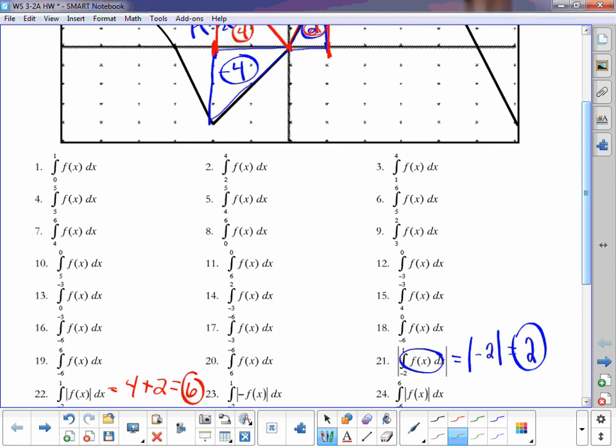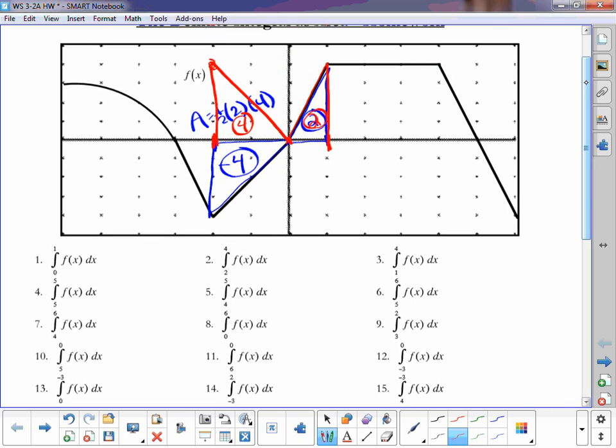Questions with that? How do you know when the curve is negative and positive? Great question. Looking at my graph, basically if it's above the x-axis, positive. So this is a positive area. This is all positive area. If it's below my x-axis, negative. So this whole thing is a negative area when we're looking just at our graph.